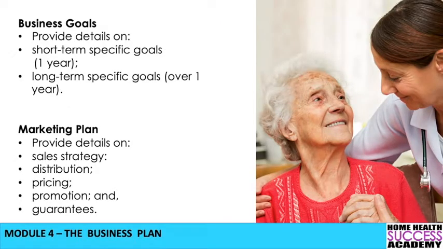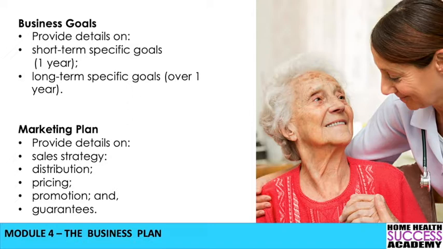Let's talk about the business goals. So what are your business goals, right? Provide details on your short-term specific goals, that's your 1-year plan, and your long-term specific goals, which is over a 1-year plan. And you must be able to at least say, hey, this is what we're going to be expecting. Now, when it comes to business goals, a lot of companies unfortunately try to lie to themselves, because they want to have a 50 average client census within the first year, but then their actions do not translate towards what their goals are.